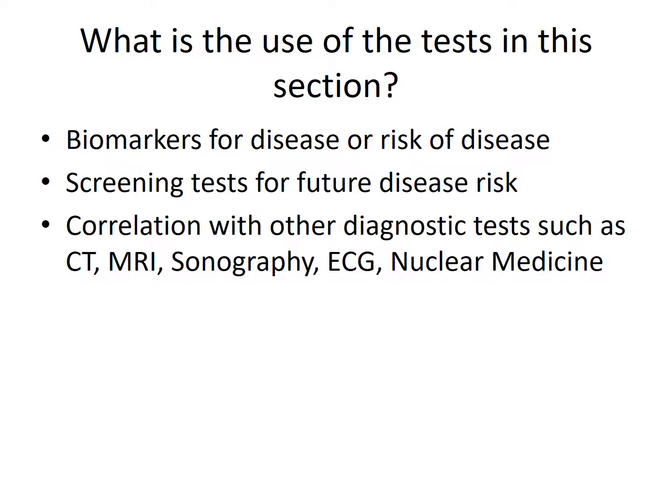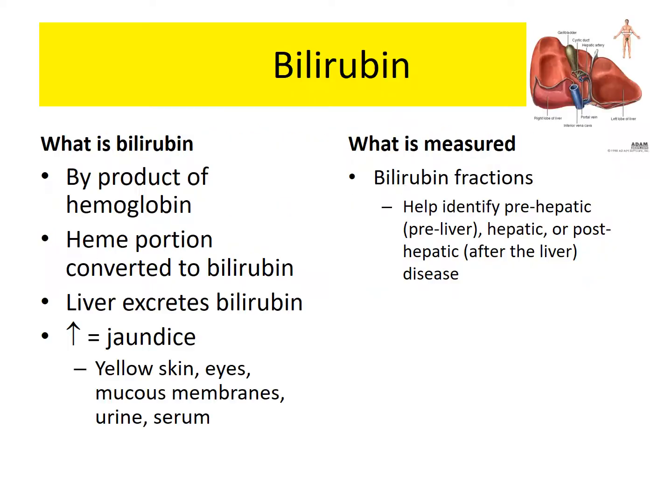It's important to consider the big picture of the tests that we will discuss in this section. We continue to talk about biomarkers for disease or risk of disease, tests that we use for screening for future disease risk, and we're also going to do a little bit of correlating with other common diagnostic tests such as CT, MRI, sonography. Those are all diagnostic imaging modalities, EKG, ECG, and nuclear medicine. So you will learn that the diagnosis of disease and the monitoring of disease progression involves the interdisciplinary work of multiple diagnostic modalities. The first biomarker that we'll talk about is bilirubin.